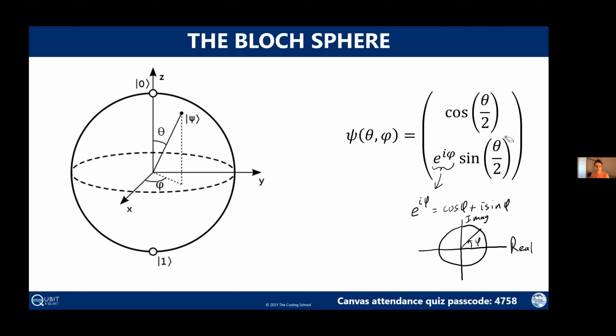So I think there's some questions on the homework where you will be asked to translate from theta and phi to the vector representation, and then to translate from the vector representation back to theta and phi. And for all of those, you're going to use this formula.